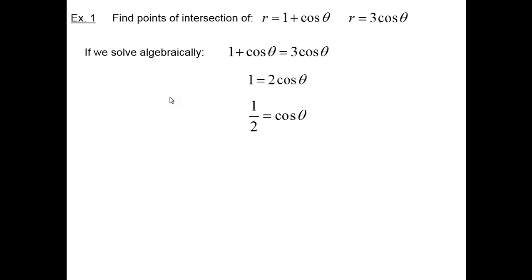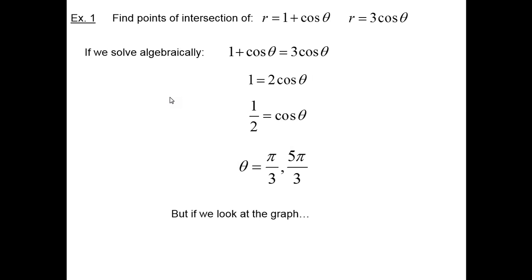Let's do a little example here. Find the points of intersection of these two functions. So set them equal to each other. Solve algebraically first. We get 1 equals 2 cosine theta. Divide by 2. Where does cosine theta equal 1/2 on your unit circle? Of course, that would be at pi over 3 and 5 pi over 3.